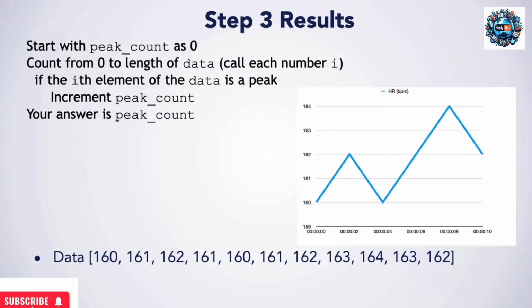In my algorithm, I start with a peak count of 0. Then I count from 0 to the length of the data. I call each number I. If the ith element of my data is a peak, I'm going to increment my peak count. As a quick reminder, remember that increment means make it one more, so peak count equals peak count plus 1. After I finish counting, my answer at the end is going to be the peak count.